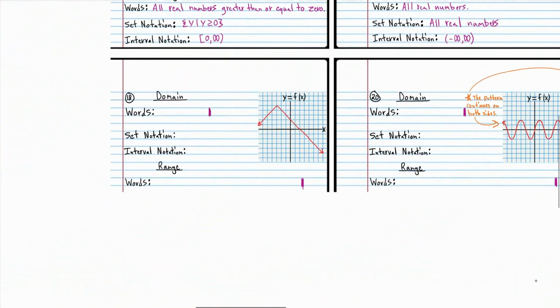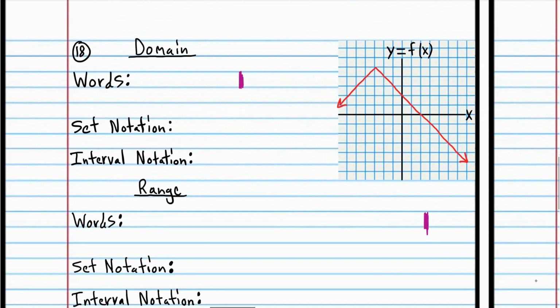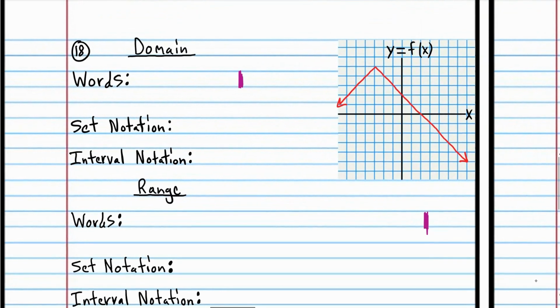So let's try number 18. We have a similar situation here with the domain. We have arrows, meaning the graph continues to move to the left and to the right, which means that the domain is all real numbers. And for set notation, we say all real numbers in words in that special situation. And interval notation, -infinity to infinity.